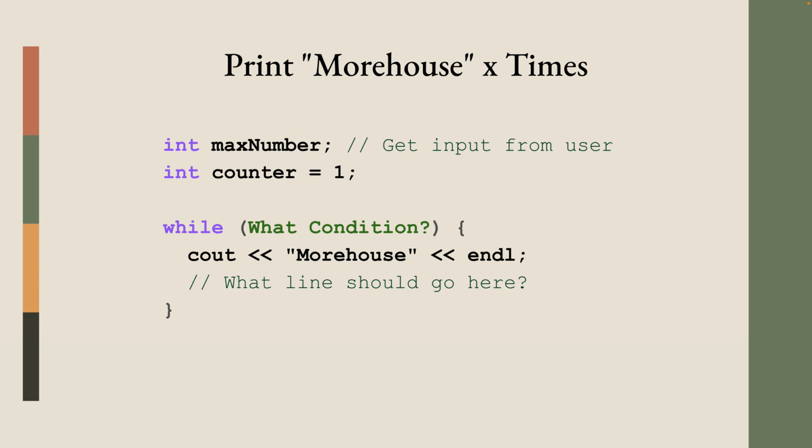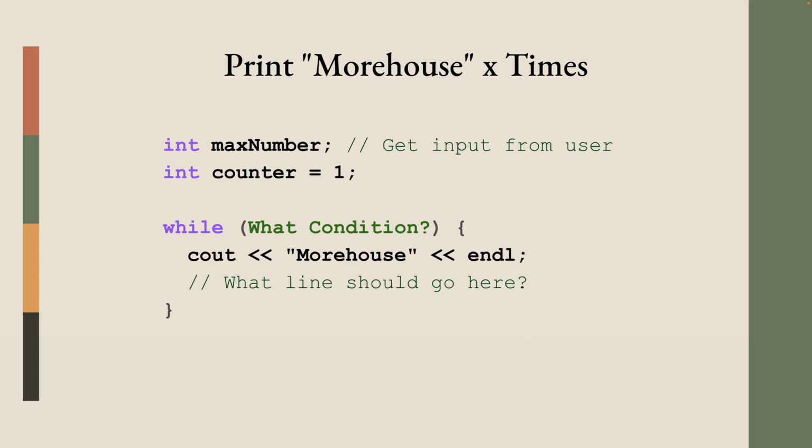Okay, so in lectures before we'd done like print Morehouse 3 times. This time we're gonna let it be print Morehouse any number of times based on what the user specifies. So we'll ask the user, pretend there's like a C out and C in, we'll get the max number. First off, the first thing you should be considering, is this a counting problem or a validation problem? Counting problem. Why is it a counting problem?